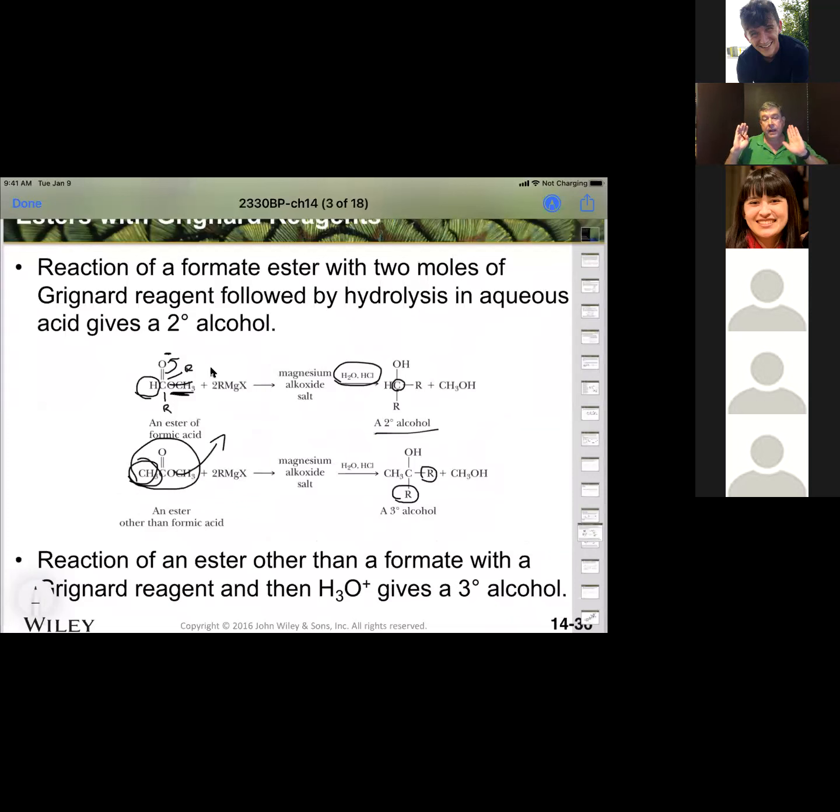And you have to have that acid and water to break up that magnesium complex to give us our free alcohol. Questions on that? So this isn't a substitution reaction. We're actually adding 2 equivalents of that Grignard to turn it into an sp3 hybridized tetrahedral center.